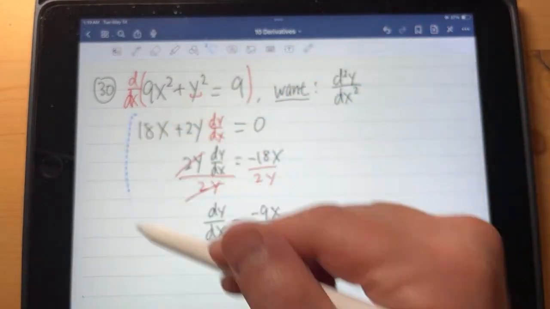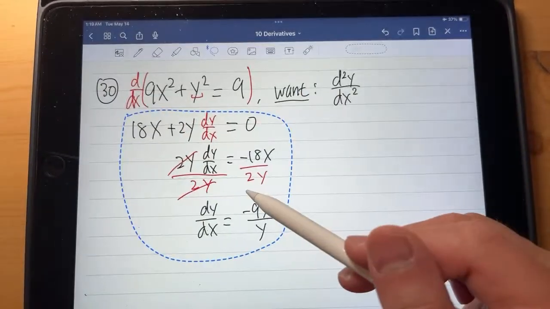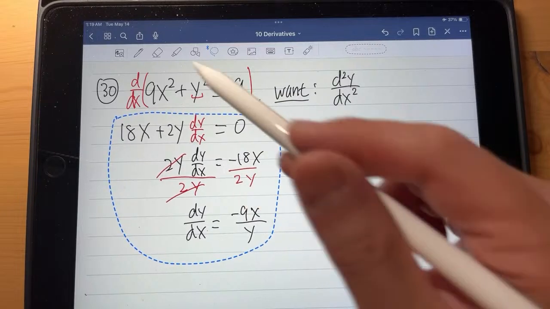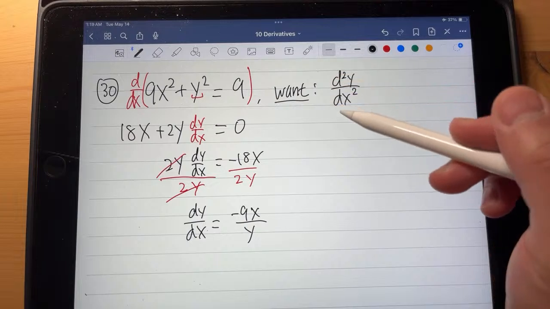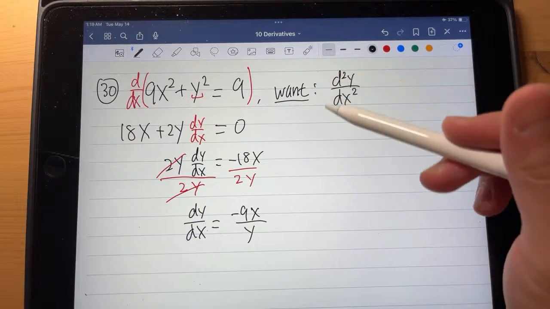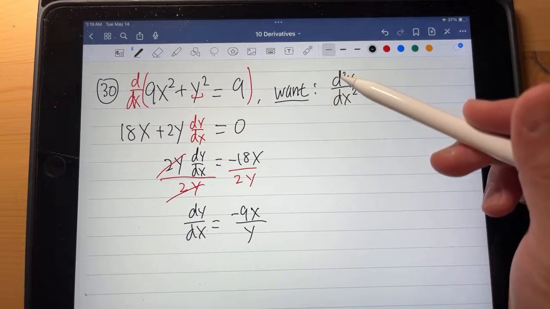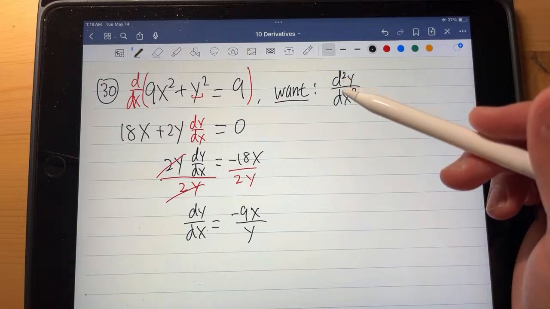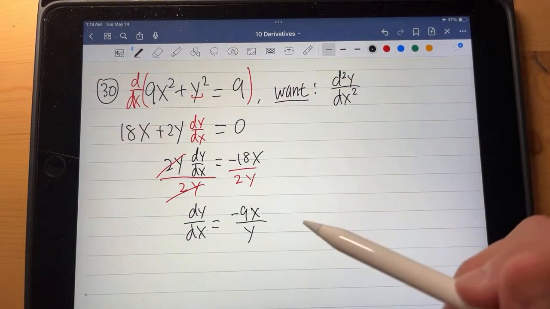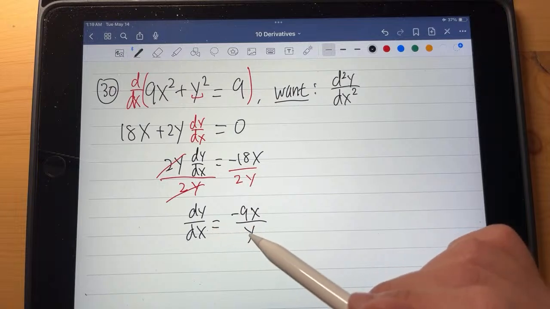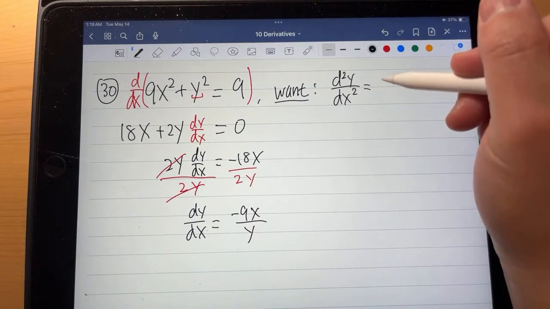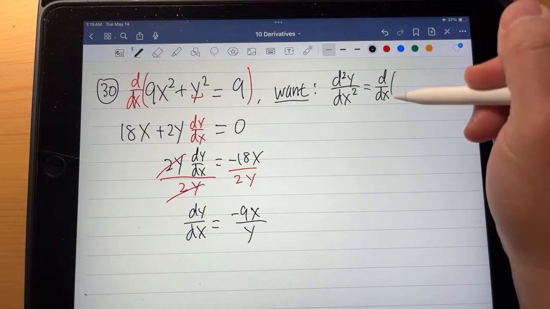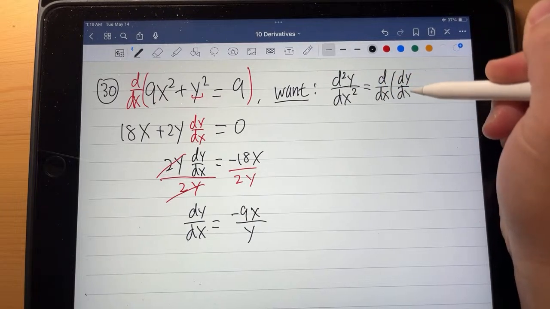Okay, so take a look. Let me know if you have any questions. We are not done yet because we are trying to get d2y/dx2, and that is the second derivative. For the second derivative, we are going to take the derivative of the first one. This right here literally says take the derivative of the first one.